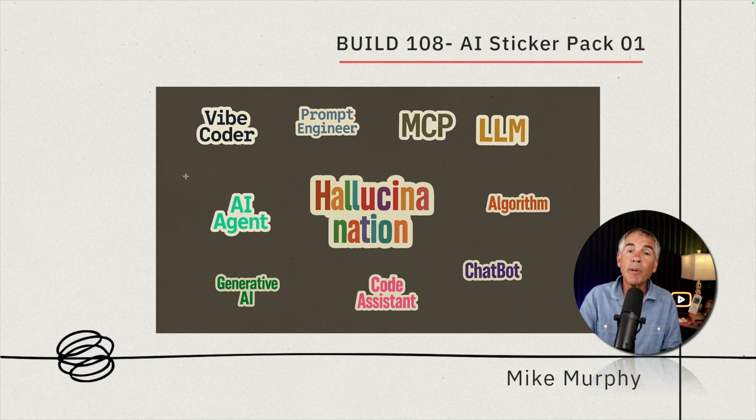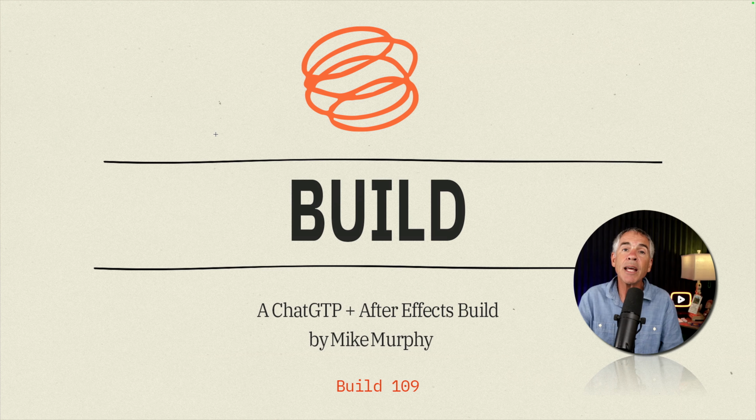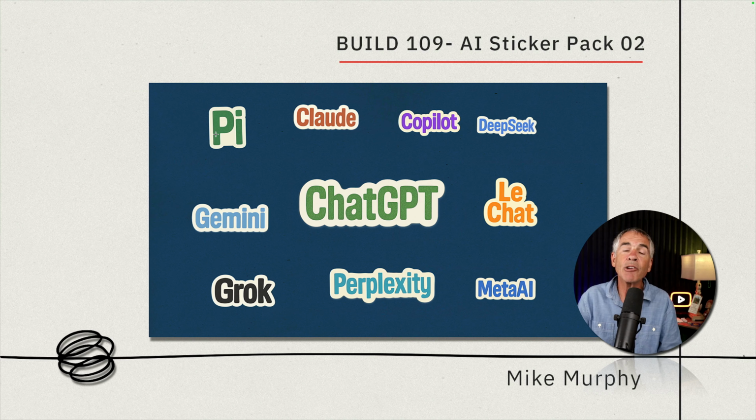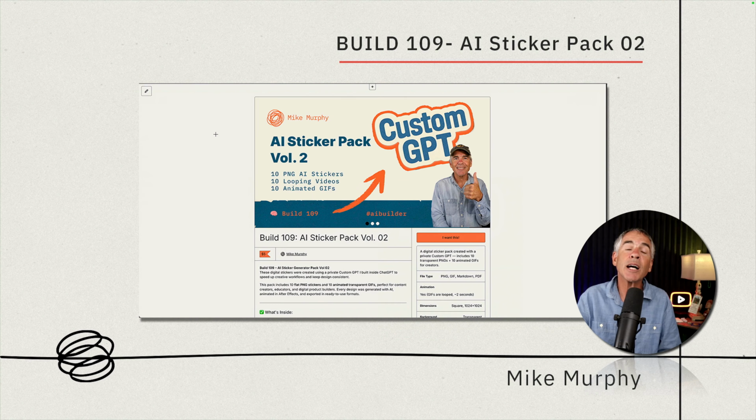and create my own sticker generator custom GPT. Then I went on to the build stage. I created another set of 10 AI themed stickers. I made PNGs, looping videos, and animated GIFs, and then I shipped it as a digital product, and now it lives on Gumroad. It is a digital product for sale, and I did all of this in one day.